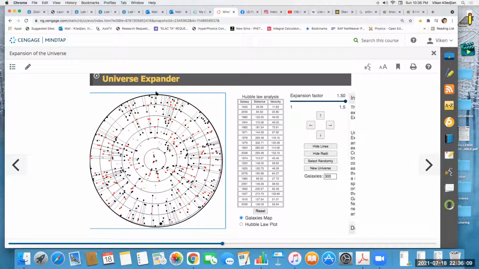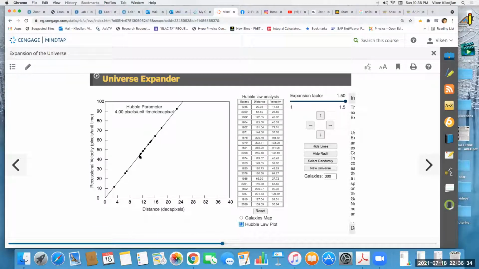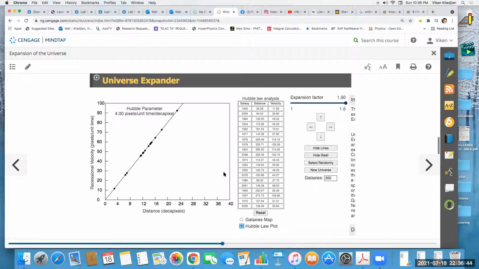Okay, so then you can take a picture of this completed version. One initially when it was fresh and there was no data here, so that's one snapshot, and then one of the completed table with the data showing. That would be two snapshots. Then we can go to the Hubble Law Map, and you see it's already given the data right there. Hubble parameter, 4 pixels per unit time per decapixel. So it's already giving us the slope of that line.